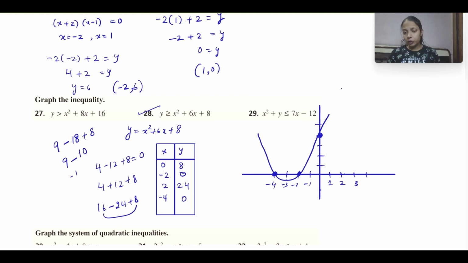Let's check the 0, 0 point. 0, 0 is not inside the parabola. So either 0, 0 is included or not. If it is included, it satisfies, so that means I will shade this part. If the 0, 0 point does not satisfy this, I will not shade that part. Okay.